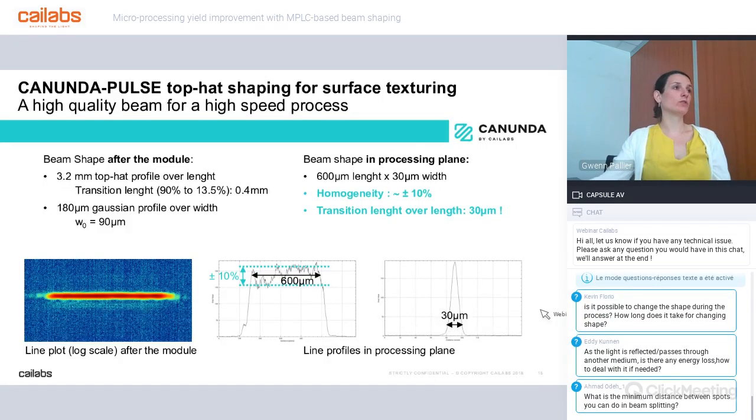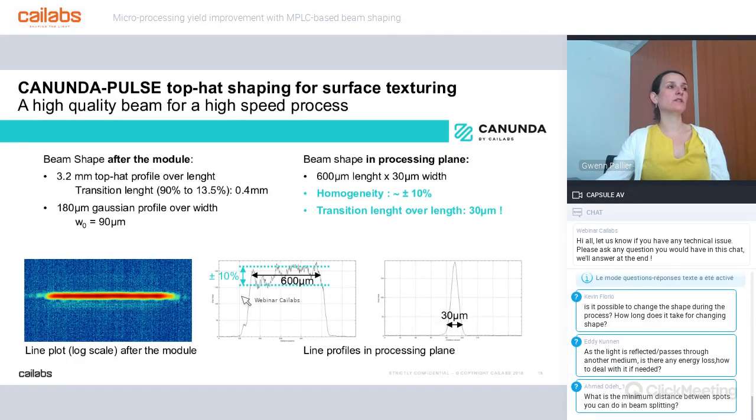Now, my last slide is about the same topic, but for the line shape. You can see here that you have a very nice top hat over the whole length of the line. It's actually a 1:20 aspect ratio, so that was pretty difficult. It's quite homogeneous over the whole length of the beam, plus or minus 10%, as you can see here.